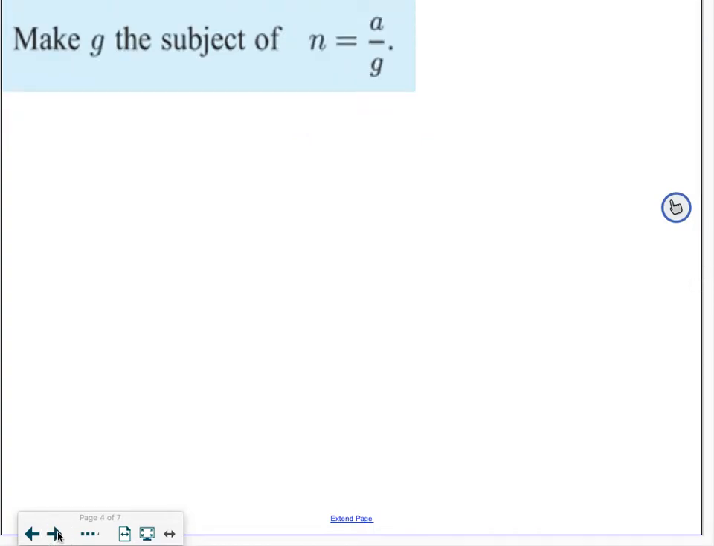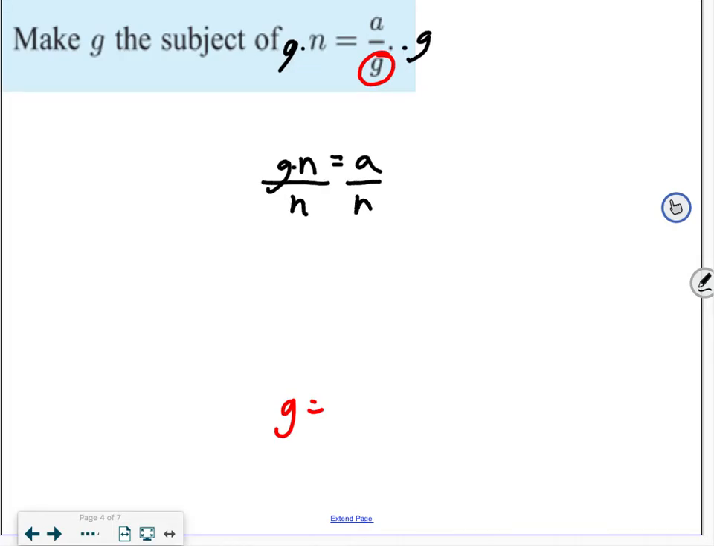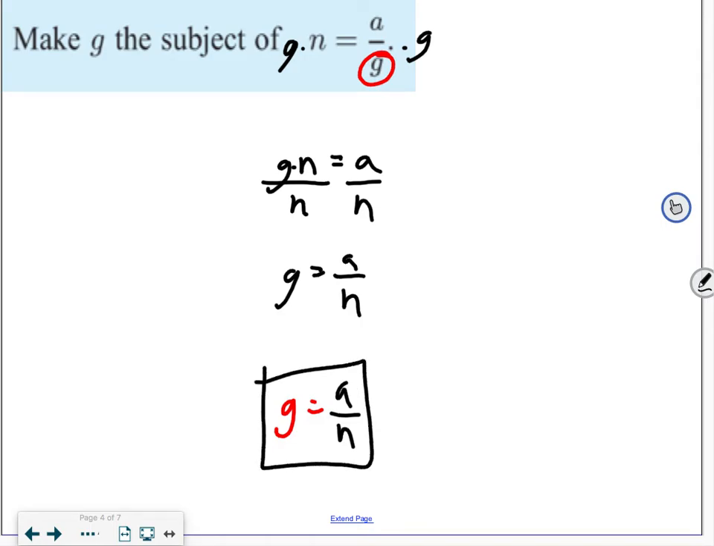Okay, so if we want to make g the subject here, again I like to identify where my g is, and my goal is going to be g equals something. First, I don't like division, so I'm going to multiply both sides by g. Then I have g times n equals a. Remember, I'm trying to get g by itself, so I have a multiply by n, so I'm going to divide by n on both sides. And I get g is equal to a over n.